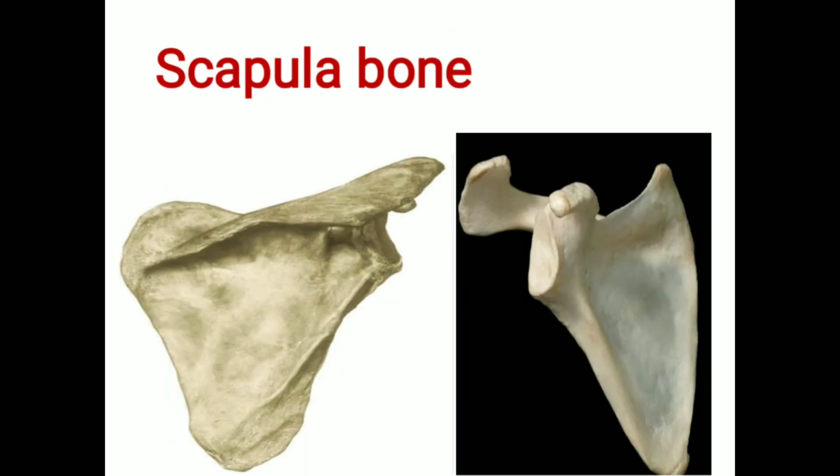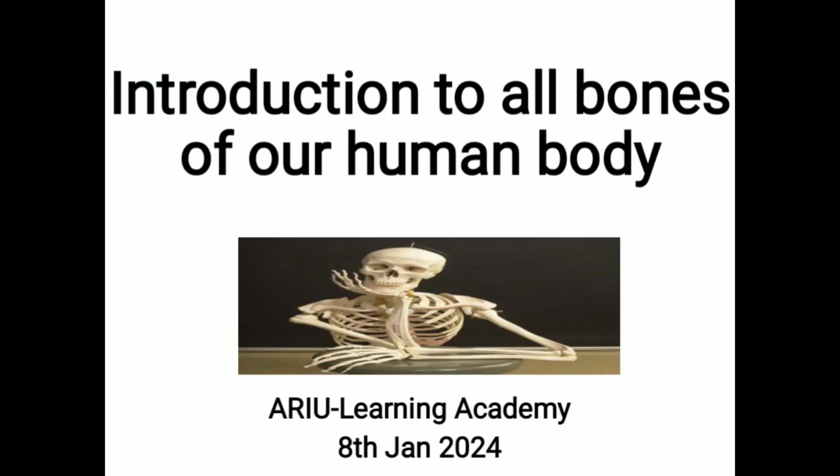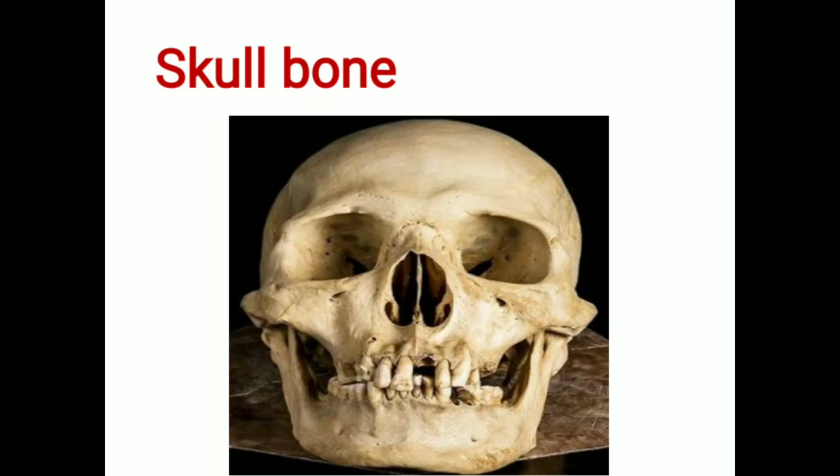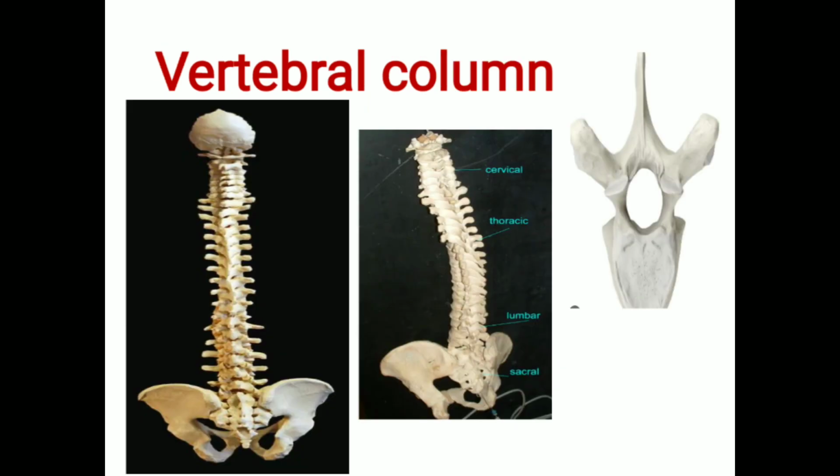So, okay. What are the bones we have in the axial skeleton? We have the skull bone. It comprises 8 cranial bones. 6 will be our ear ossicles. So here 14, 8 plus 6. 14 facial bones are there. We'll come in details. Vertebral columns are there.